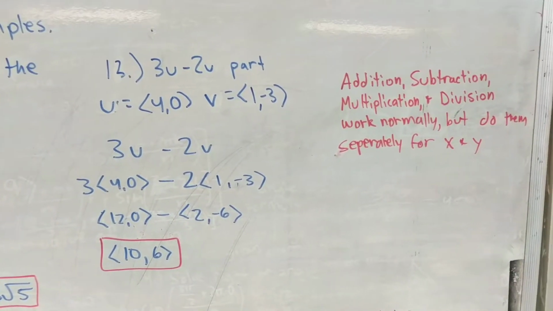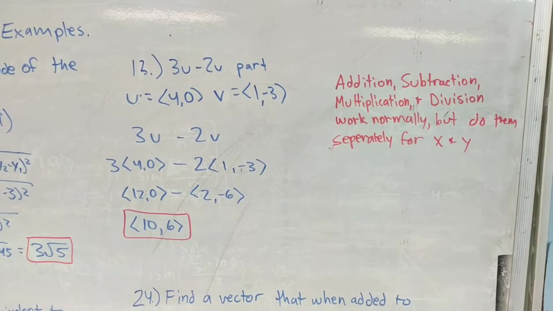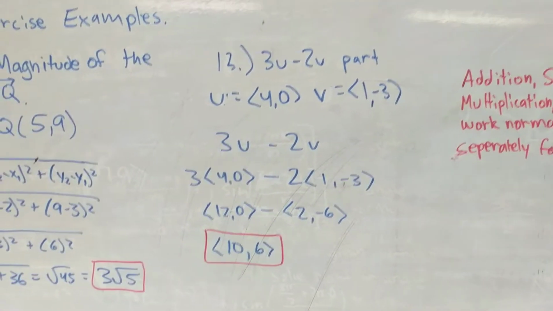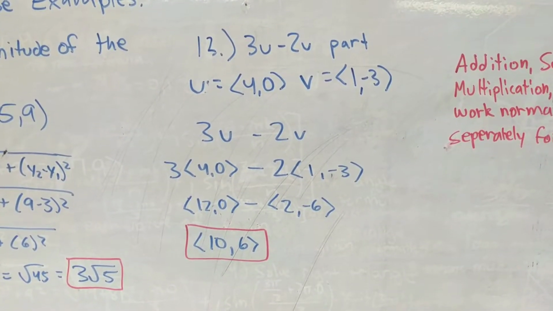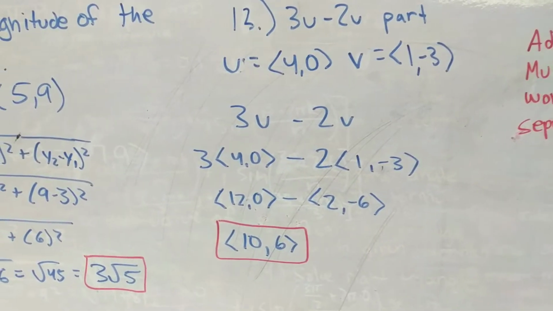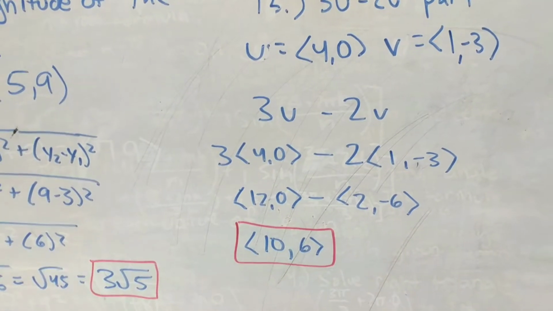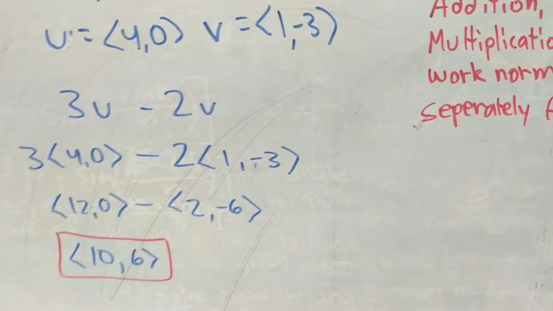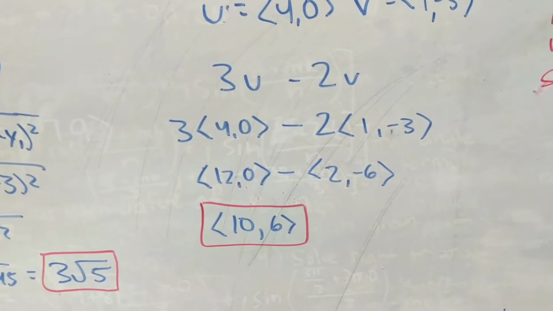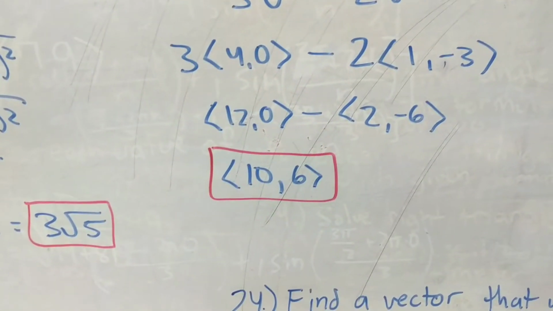Okay? Very simple. Now, for addition, subtraction, multiplication, and division of vectors, you're basically just going to be doing it normally, except the x and the y terms are going to be kept separate. So right here I did 3u minus 2v, part of question number 12. We can see u is <4, 0>, and v is <1, -3>. So I take the 3 and I multiply it by each of the x and the y, because we're multiplying 3 by the whole vector, and 2 times the x and the y because we're multiplying it by the whole vector. Okay? Now we're going to take the x's and subtract them, take the y's and subtract them. That's how we get our final resultant.